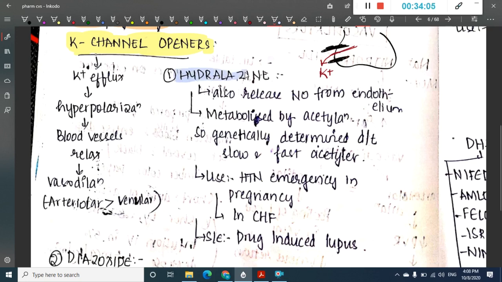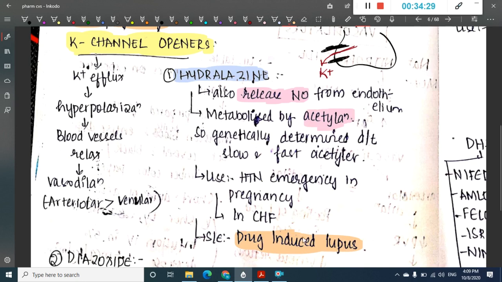The first drug among the potassium openers is hydralazine. This hydralazine has two actions. One, it is a potassium opener, and it also releases nitric oxide from the endothelium. One important thing is it is metabolized by acetylation. Because it is metabolized by acetylation, there is an increased chance of development of drug induced lupus in this patient.